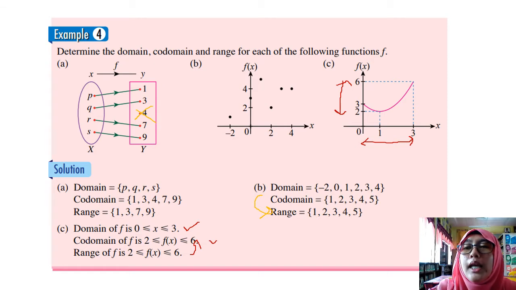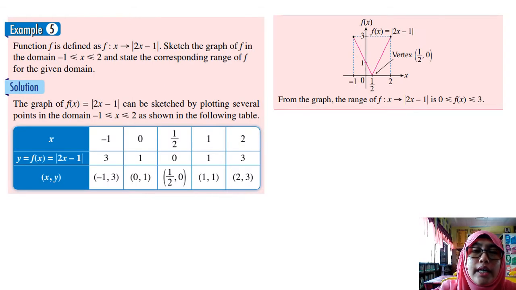And then we look at example 5. The question is quite different because it asks you to draw a graph of the modulus f(x). Ini adalah simbol yang sama untuk buat simbol graph function. Boleh juga kamu buat jawapan f dot x anak panah arrow ni ya. So sketch a graph of f in the domain. Dia dah bagi domain negative 1 until 2. So what is the corresponding range of f for the given domain?